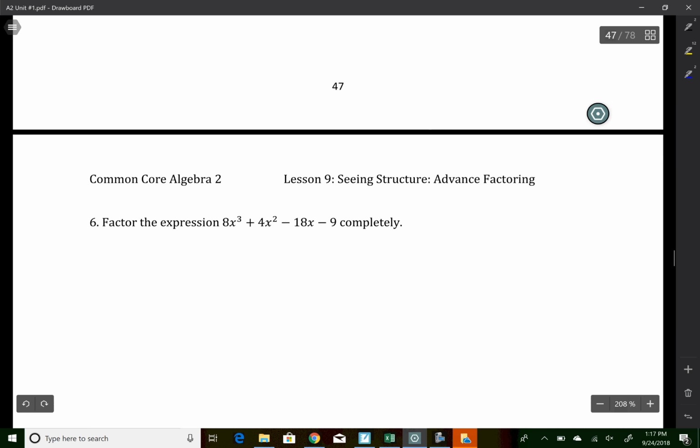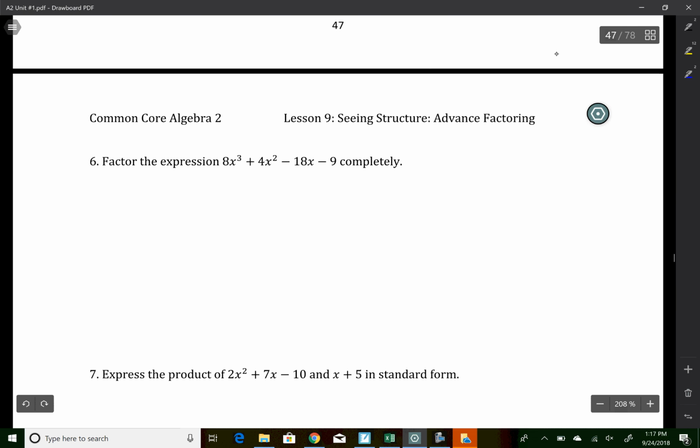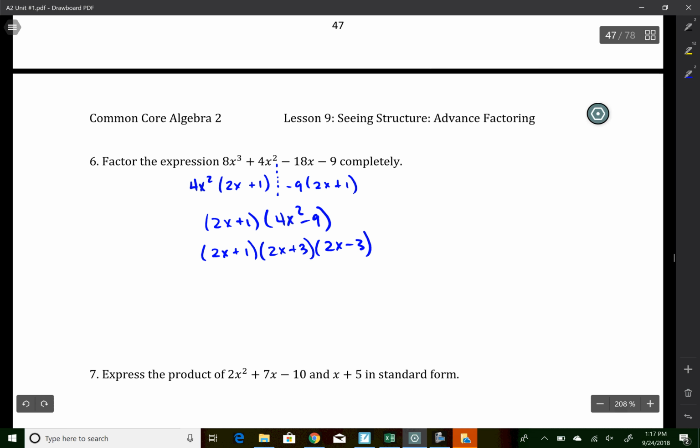Number 6 says to factor this expression completely. This is just a review question, some grouping. 4x squared, we get 2x plus 1, and negative 9, 2x plus 1. So that becomes 2x plus 1 as one factor, and 4x squared minus 9, but we're not done. The reason why we're not done is 4 and 9 are perfect squares, so I can make that 2x plus 3 and 2x minus 3.